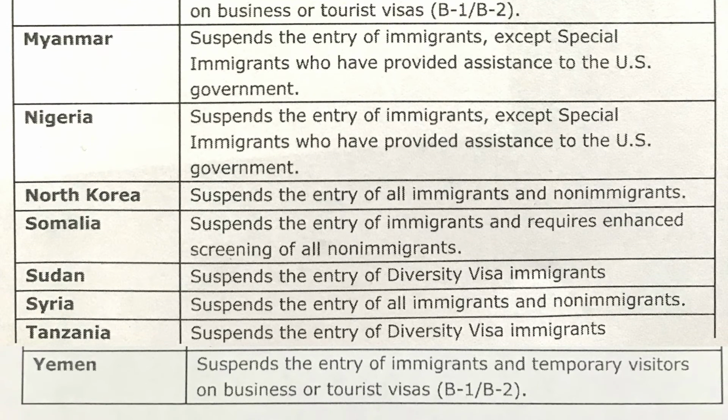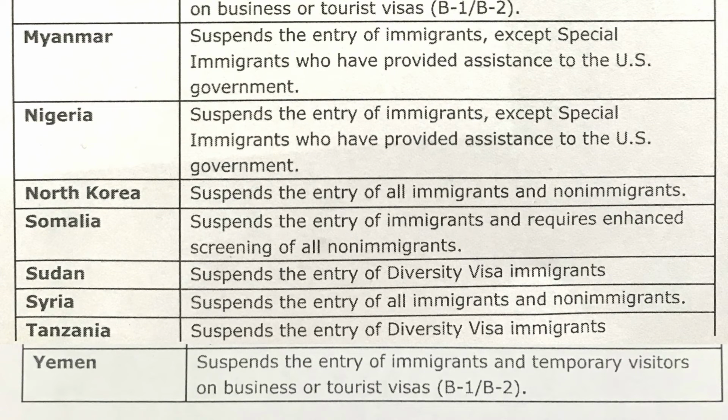Myanmar suspends the entry of immigrants for green card purposes, except special immigrants who have helped the US government. Nigeria suspends entry of all immigrants for green card purposes, except immigrants who have provided assistance to the US government. And again, the reason they do that for immigrants who help the US government goes back to the days of the war in Iraq, where there were certain people that were helping the US government while they were in a hostile society, and those people should be rewarded by being able to come to the United States on an immigrant visa if they're able to do so.